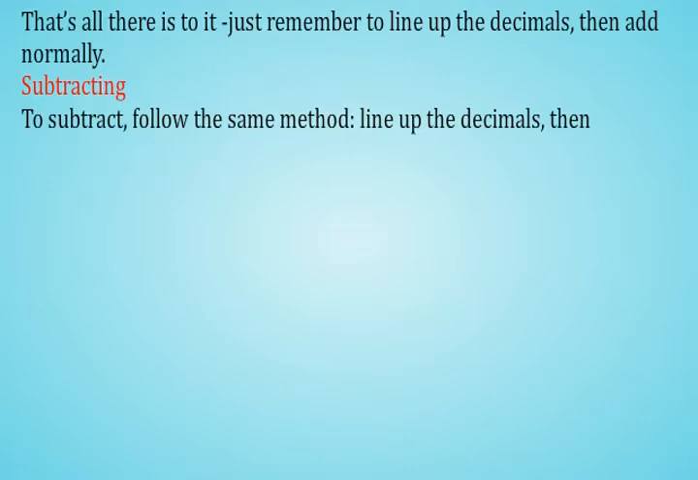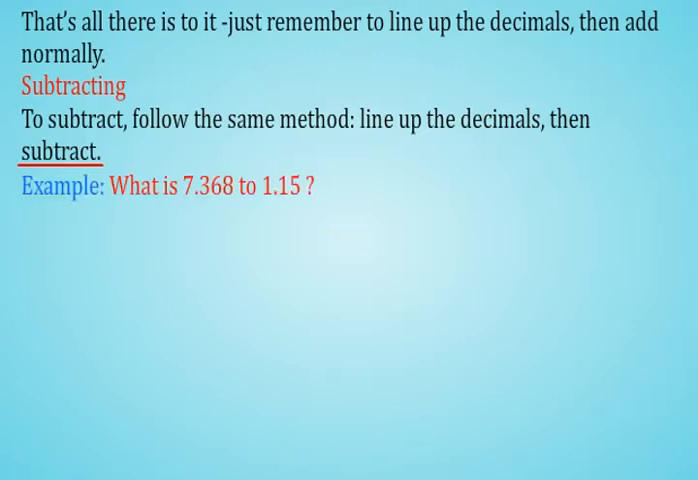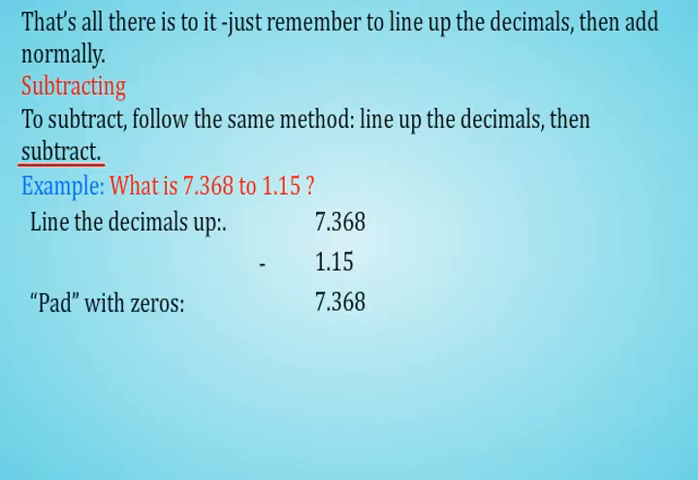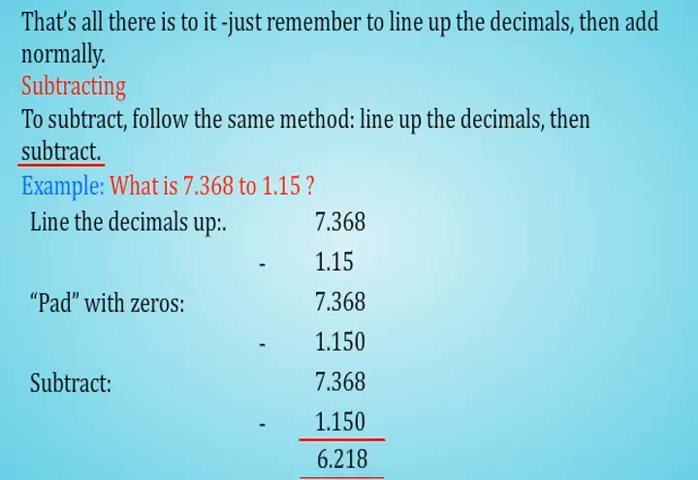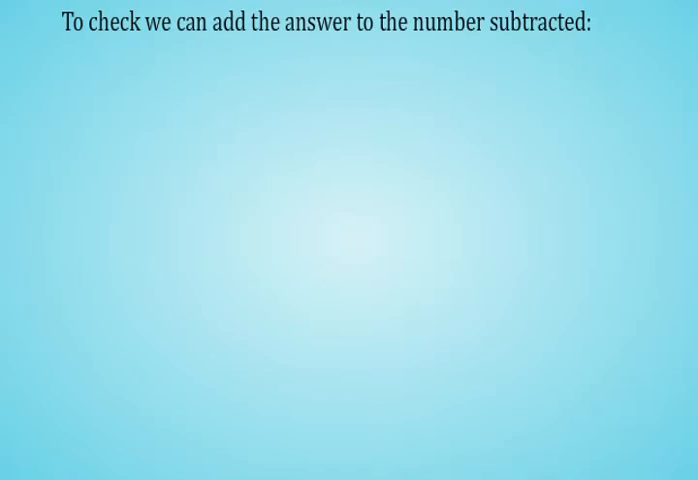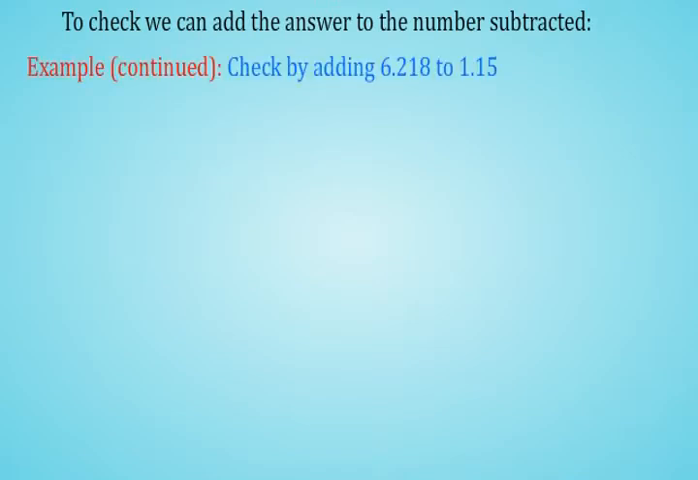Subtracting. To subtract, follow the same method. Line up the decimals, then subtract. Example, what is 7.368 minus 1.15? Line the decimals up. 7.368, 1.15. Pad with zeros. 7.368 minus 1.150. Subtract 7.368 minus 1.150. You get 6.218.